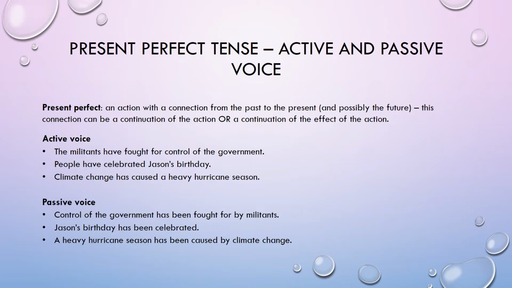People have celebrated Jason's birthday. This is an action that has happened numerous times in the past, will happen in the present, and will continue in the future. Climate change has caused a heavy hurricane season. This is a sentence that indicates that we are in the middle of the hurricane season. So climate change has caused this starting in the past, is currently causing this now, and could possibly cause this into the future. Pause the PowerPoint slides and examine how these ideas are expressed in passive voice.